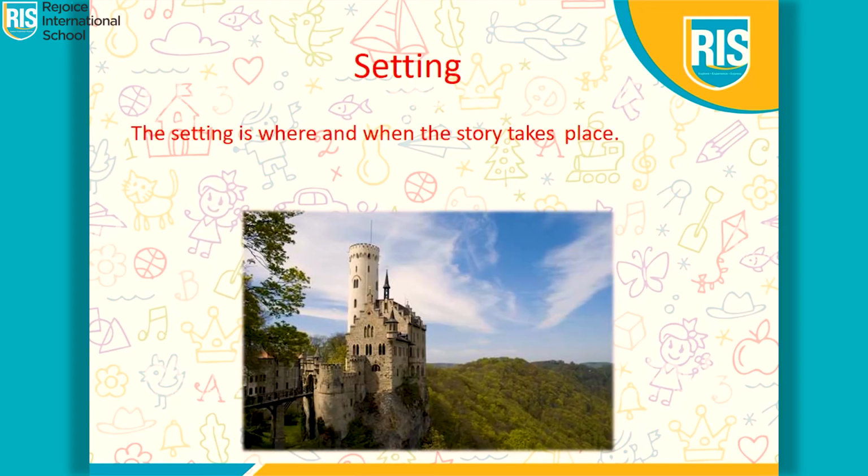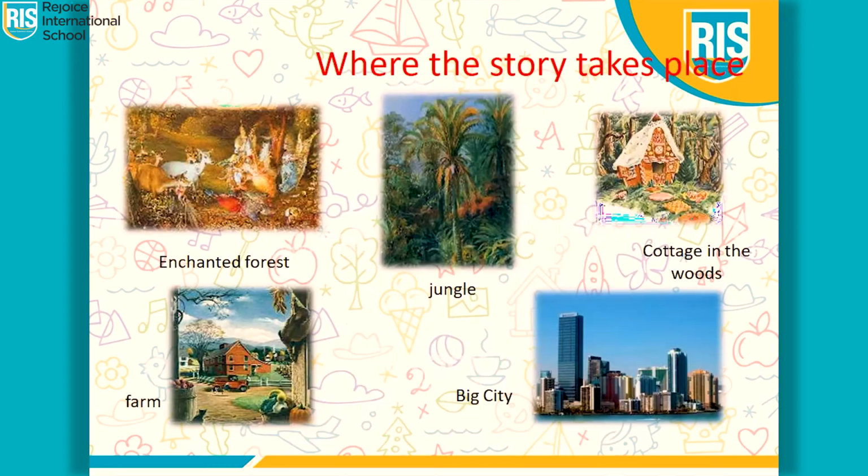Setting. The setting is the location of the action. The surroundings or the location of the story help the reader picture the scene. Now, setting includes the location or the place where the story took place. It could be a jungle, a forest, a cottage, a farm, or a present situation.